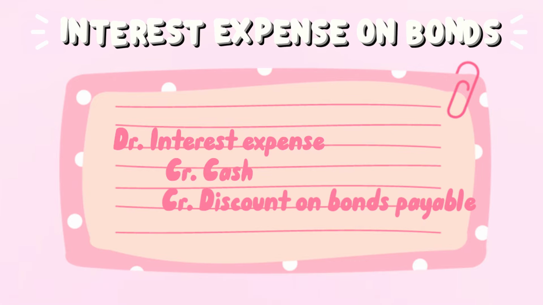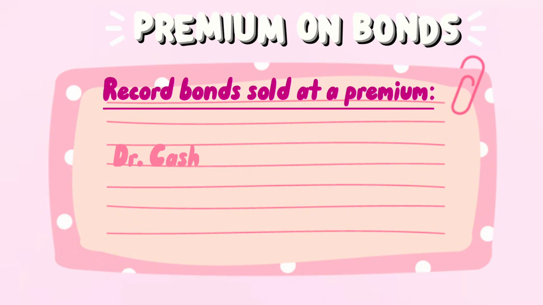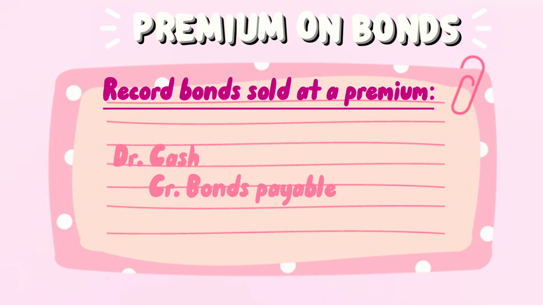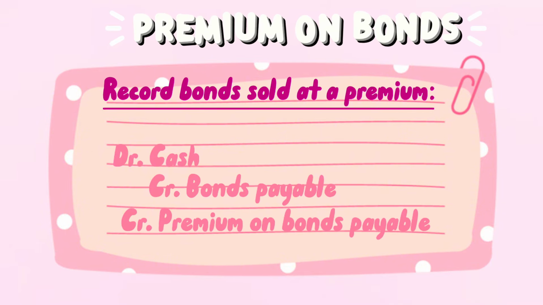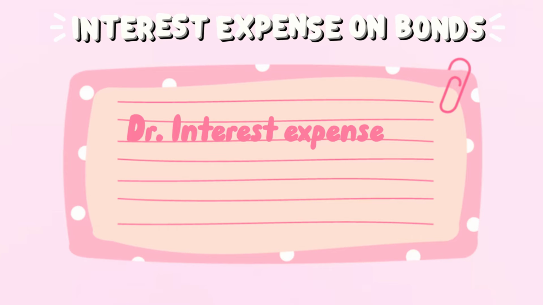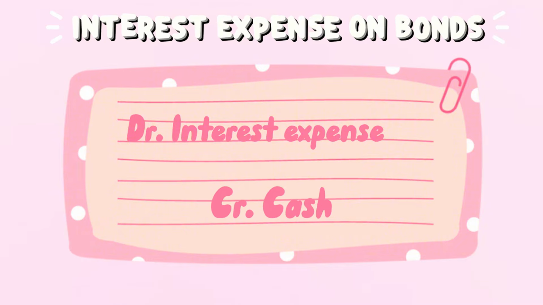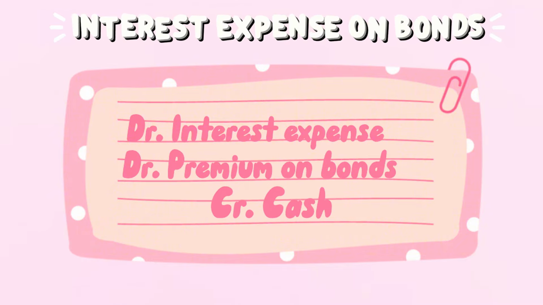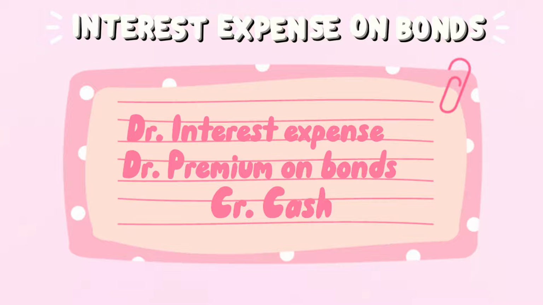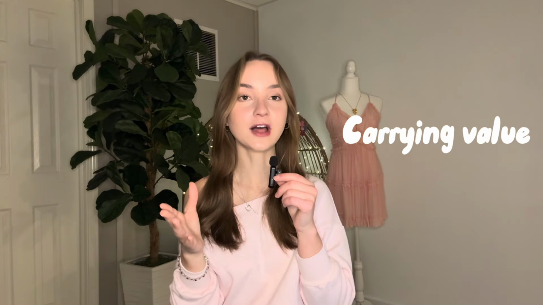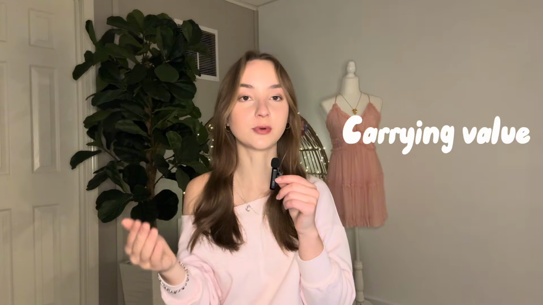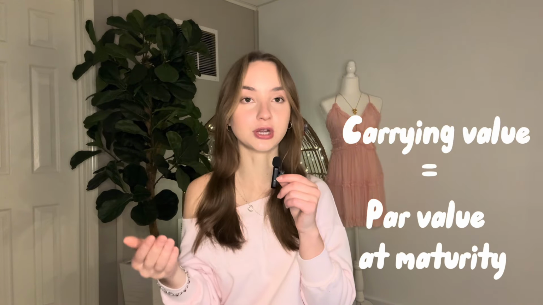Now, if the opposite were to happen, we sold the bonds at a premium, we debit cash for the amount received, credit bonds payable by the par value, and credit our premium. Amortizing a premium bond will have you doing the opposite of a discount. You will debit interest expense and credit cash, but debit the premium on bonds to slowly reduce that balance over time. Whether the bond was issued at a premium or a discount, the carrying value is going to get closer to the par value as you near the maturity date.